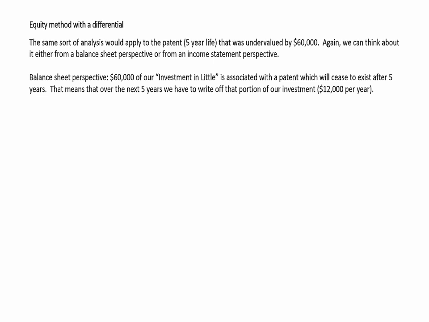And let's go into the same sort of analysis with the patents. Again, 5-year life, undervalued by $60,000. So that $60,000 is going to be consumed or written off over 5 years. $60,000 divided by 5, $12,000 per year. And again, we can either view that from a balance sheet perspective or from an income statement perspective. The balance sheet perspective, we say, okay, $60,000 of our investment in Little account is associated with an asset which is disappearing over 5 years. As that asset loses value or loses accounting value, so does our investment in Little account have to drop as well. So we reduce the investment in Little with a credit.